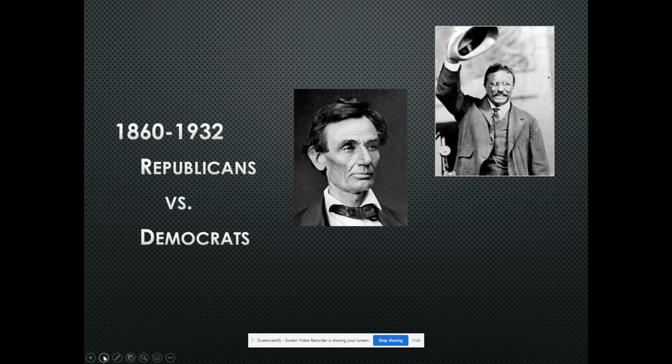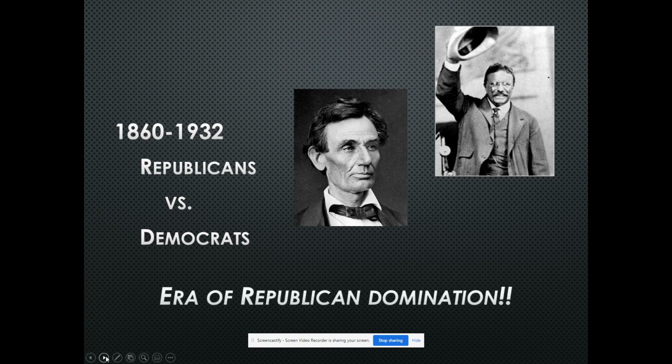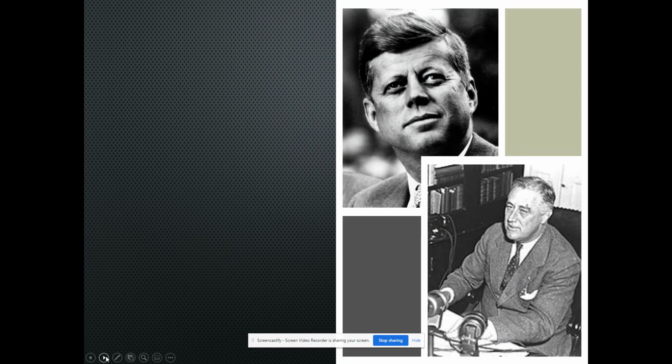And so I know there were exceptions, Grover Cleveland, a Democrat, yeah, he won twice, and so forth. But those are the exceptions. The bottom line is the Republican Party did extremely well between 1860 and 1932 at all levels of government. This was an era of Republican domination for sure. You see Lincoln there. You also see President Teddy Roosevelt, too, who was a Republican.